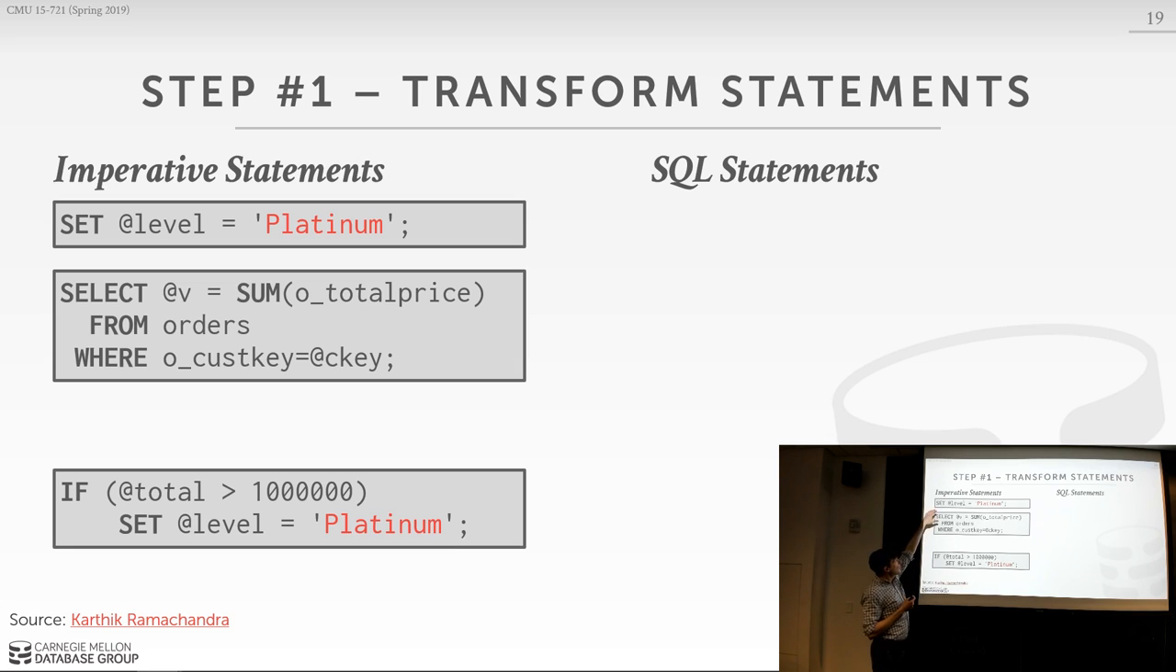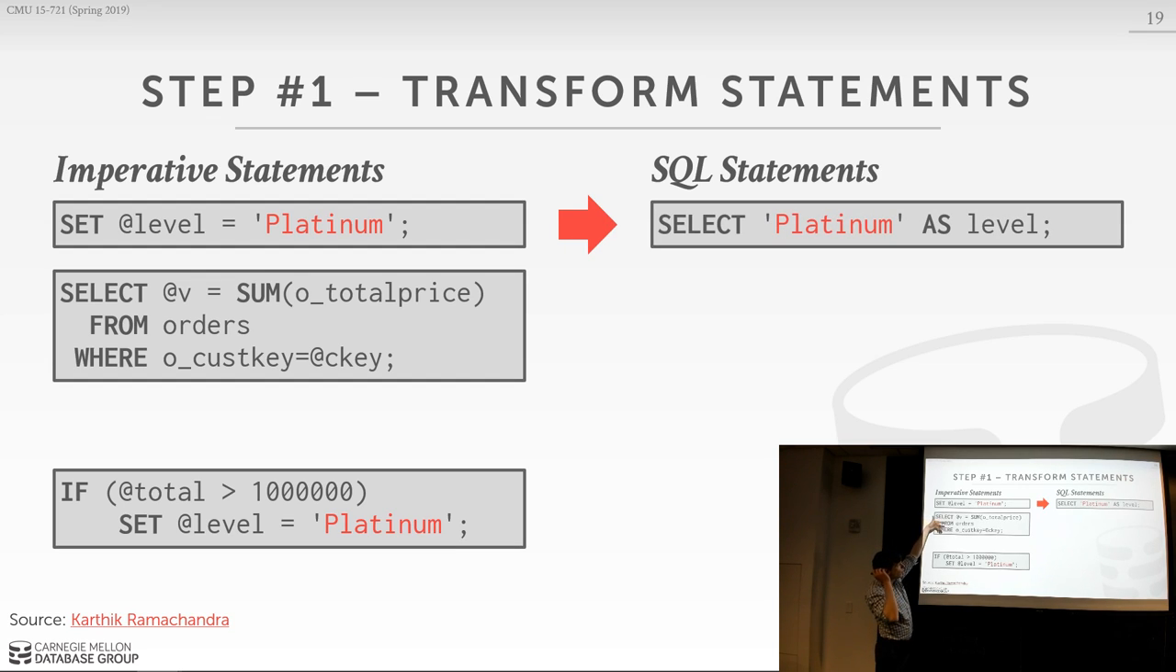And so these are all not valid SQL statements, right? So we need to convert these into valid SQL statements that we can then combine together when we do our transformation, right? So in the first case here, set variable level equal platinum. What they're going to do is just convert that to a select statement where we assign the value platinum to a variable called level. So it's almost like a one-to-one correspondence, right? For every single variable I have referenced here, I'll generate an output attribute for my select statement over there.